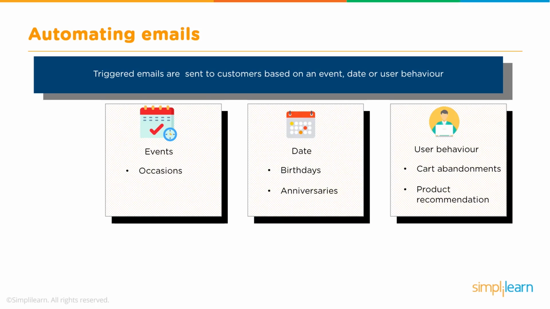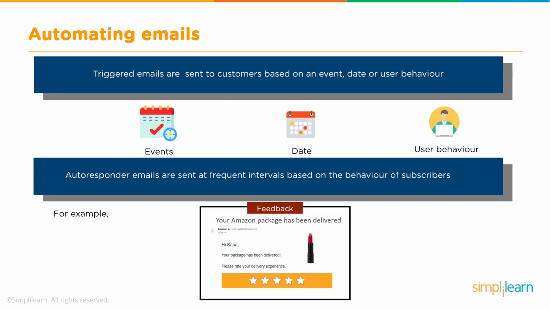So you want to be cognizant of different occasions. You want to be cognizant of special events, holidays, etc., and user behavior. So these types of emails can be automated because you know when they might happen or that they are probably going to happen. So autoresponder emails are sent at frequent intervals based on the behavior of subscribers.